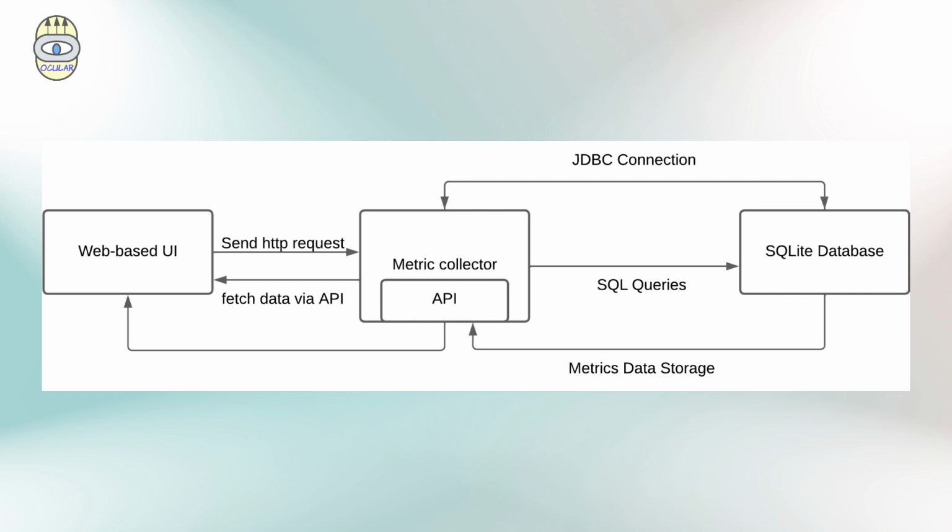In other words, the API allows the UI to send a request to the backend application, and the application processes this request, performs necessary business logic, interacts with the database, and sends back a response. The UI sends a request to the collector, and the collector retrieves the necessary data from the database, processes it if required, and sends it back to the UI for displaying.